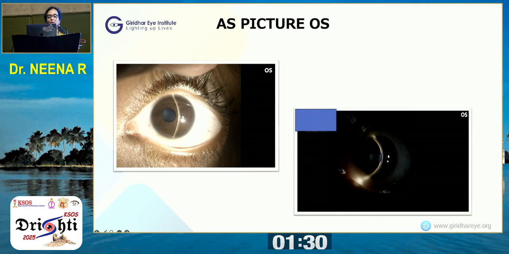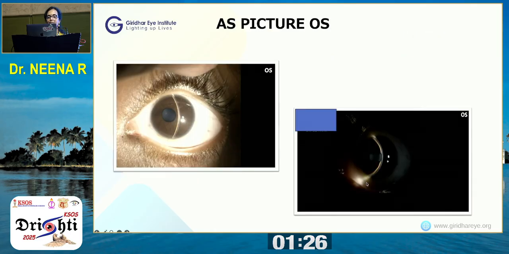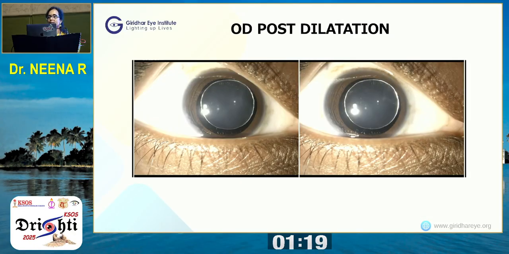This is the anterior segment. There was no corneal clouding, but the AC was very shallow in the left eye. You can see the slit section. The lens was touching the cornea. Post dilatation, the same findings, microspherophakia.